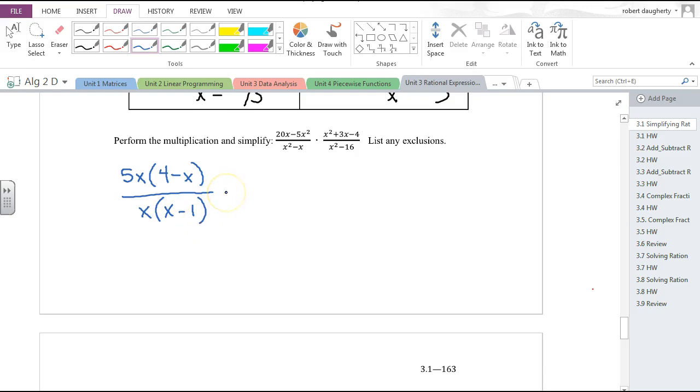Now look over to the next one. This can be factored if there are two numbers that do what? Multiply to -4 and add to +3. What numbers do that? 4 and -1. So this is x plus 4, x minus 1. And then look at that last one there. What's our factoring method? Difference of two squares. How does this factor? x minus 4, x plus 4.